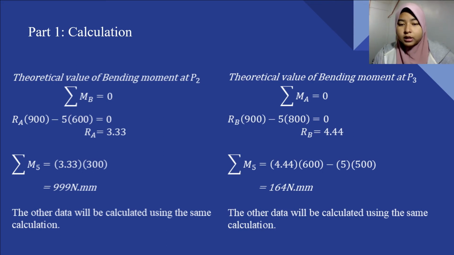So to calculate the moment at 5 Newton at P3, 4.44 Newton multiplied with 600, which is the distance between P3 to P2, and then minus 5 Newton multiplied with the 500, which is the distance of P3 to P2, we get 164 Newton meter.